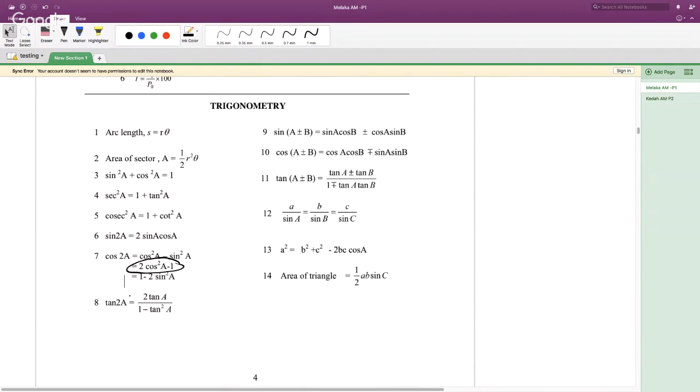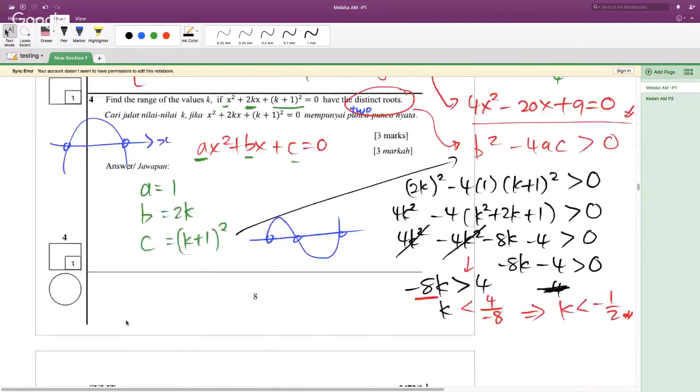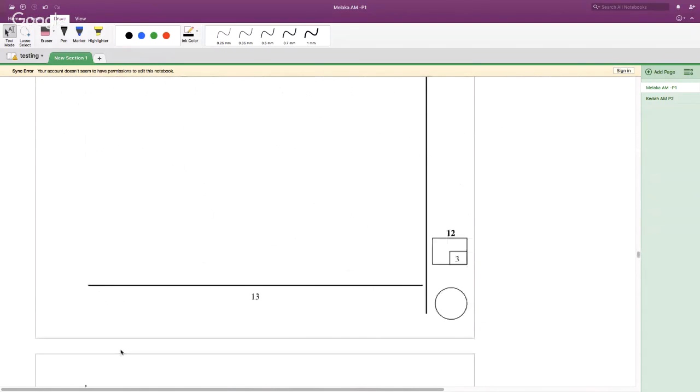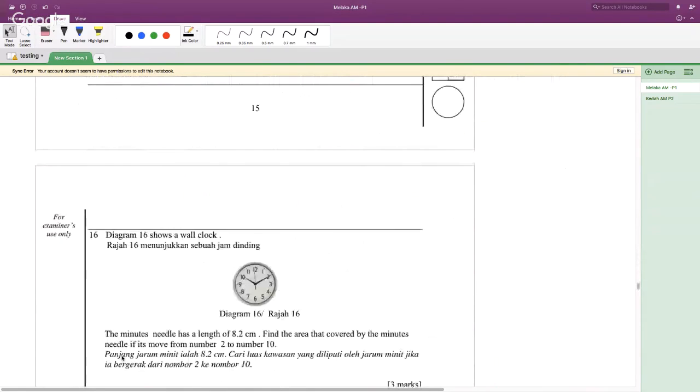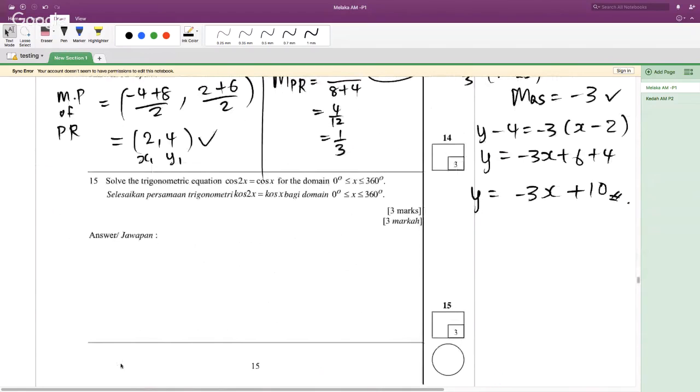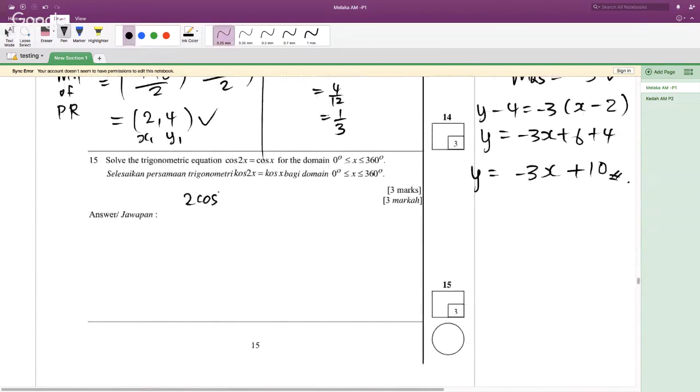It's 2 cos square x minus 1. So 2 cos square x minus 1. All right, so we know cos 2x is 2 cos square x minus 1, equals cos x. All right, everything in cos x, it will be very easy to solve. So what I will do over here is I will make it into a quadratic equation. I move the cos x to the other side, equal to 0.